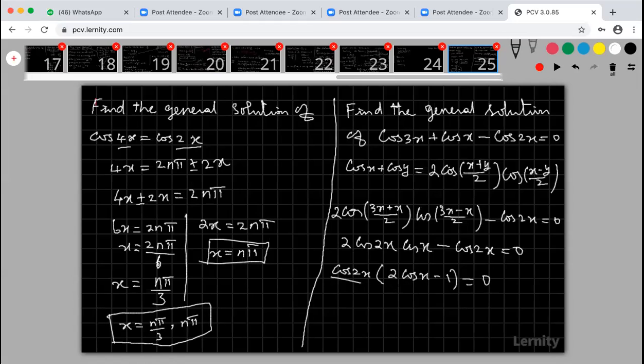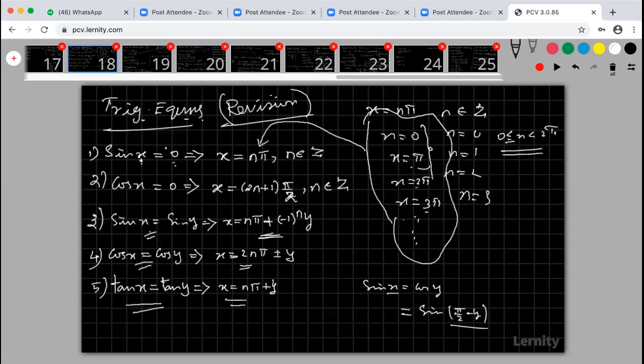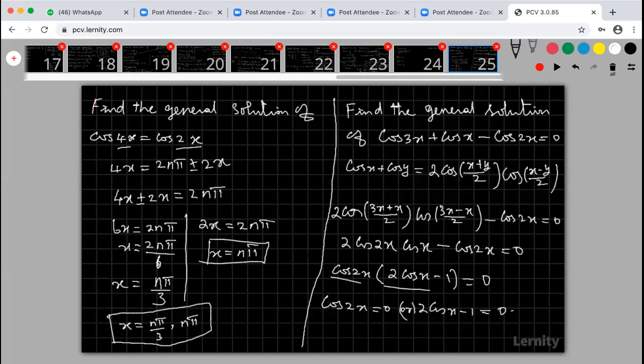When you multiply these two functions and it is equal to 0, what does that mean? Either cos 2x is equal to 0 or 2 cos x minus 1 equal to 0. Cos 2x equal to 0 means the solution is 2x equal to (2n plus 1) pi by 2. This is the solution for the first one.